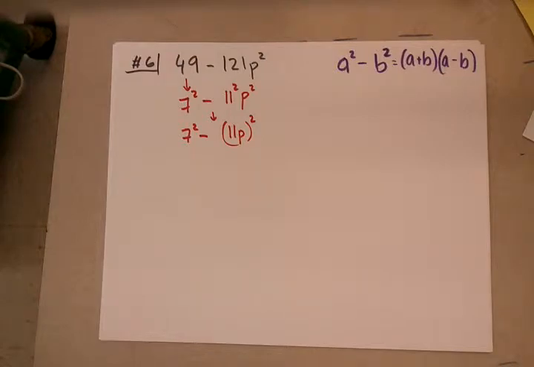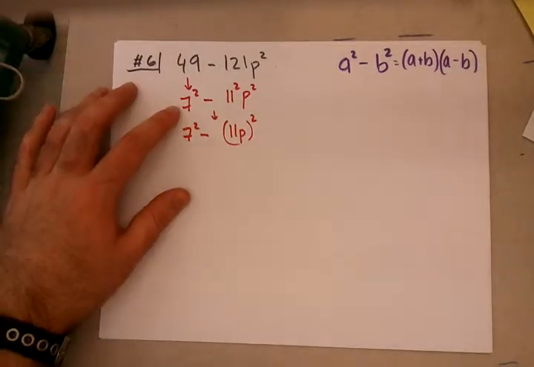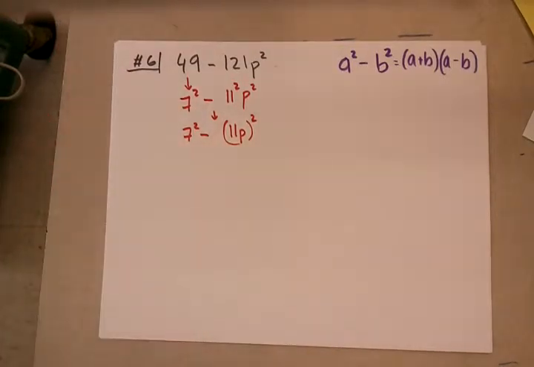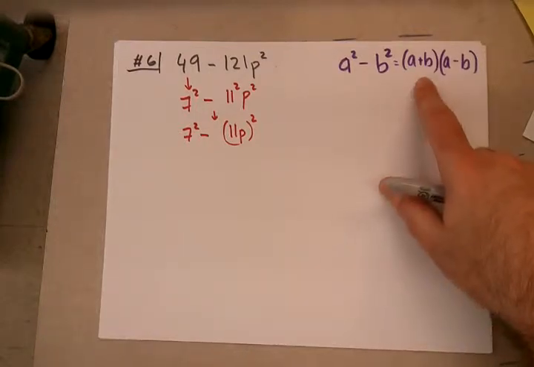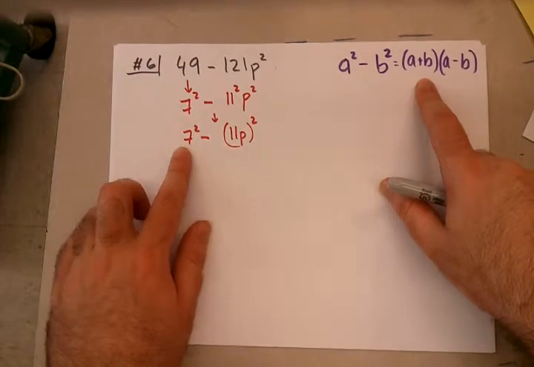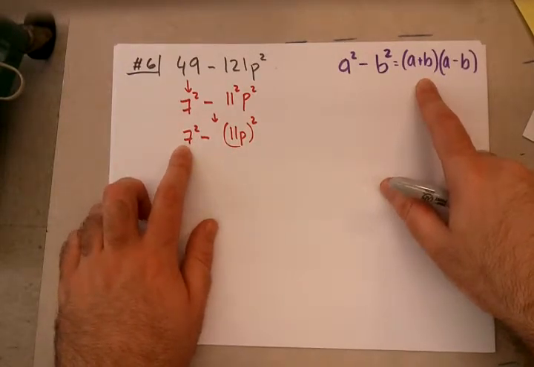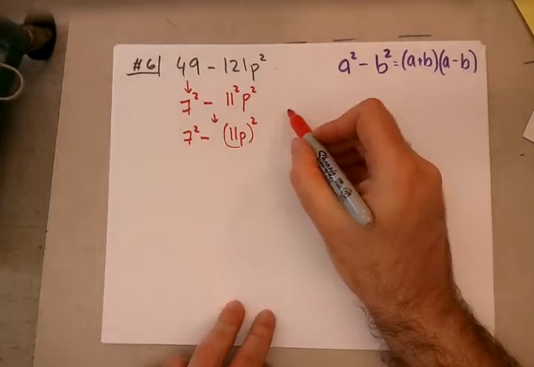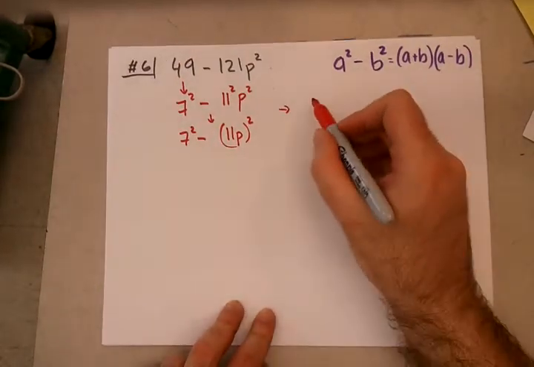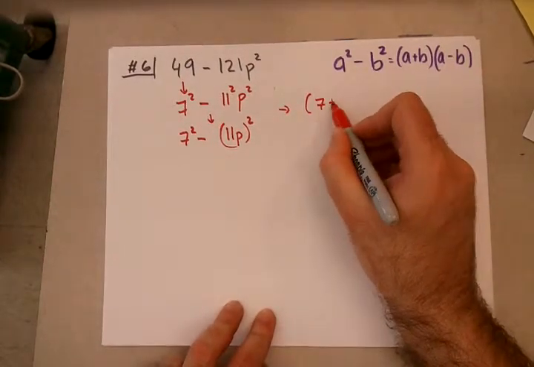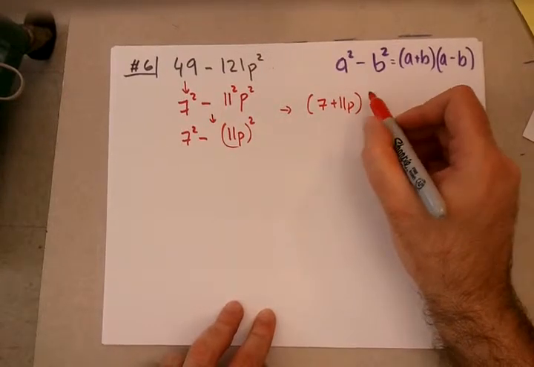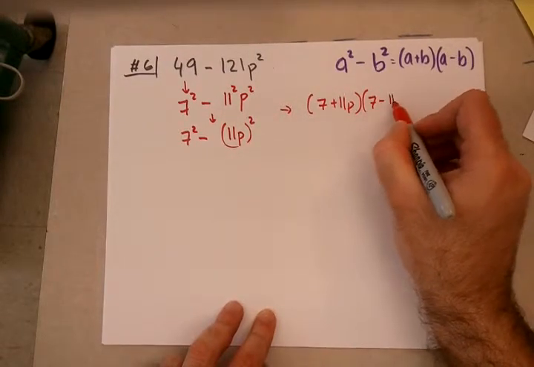So now let's see if we have something squared minus something else squared in this format. And we do. We have 7 squared minus the 11 and the p squared, either individually or together, doesn't really matter. So that qualifies, and we can plug it into this formula. So the 7 is our A and the 11p is our B, which means we can work it out as such. 7 plus 11p and 7 minus 11p.